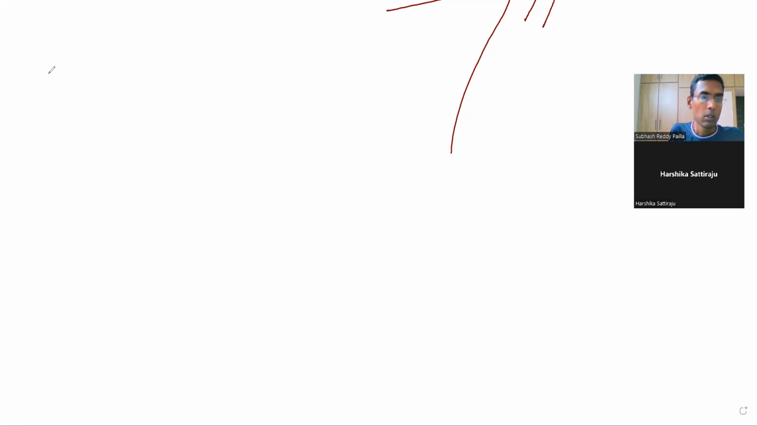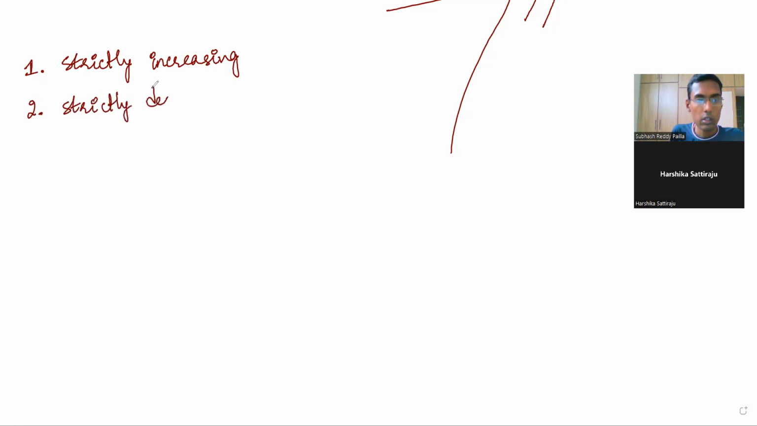Okay, all right. So what I'm saying is I'm using the terminology here. One is strictly increasing. Two, strictly decreasing. Then next, just increasing. Increasing, this only we can call monotonically increasing.